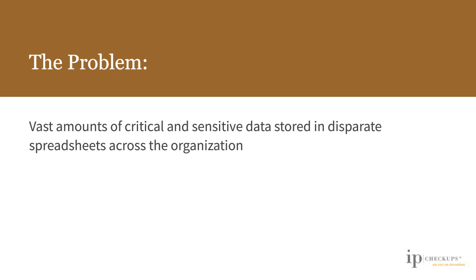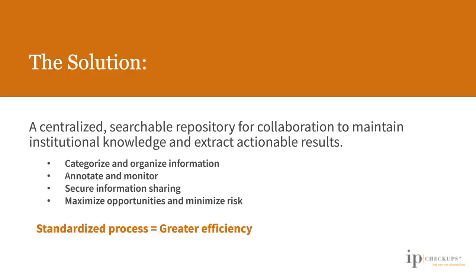So what is the solution? The solution is a centralized, searchable repository of patents and scientific literature. A systematic database provides a safe place for R&D teams to review, analyze, and share competitive patent information while limiting legal risks. It maintains an institutional knowledge resource as team members come and go. So let's talk about the benefits of maintaining this information in a centralized repository.